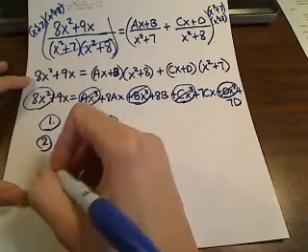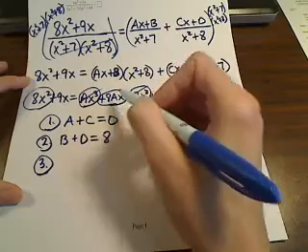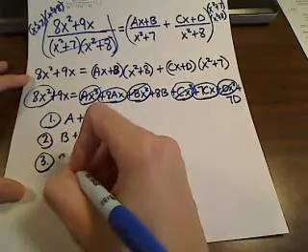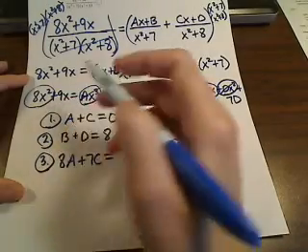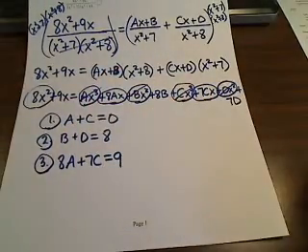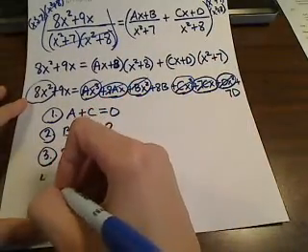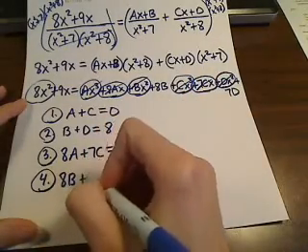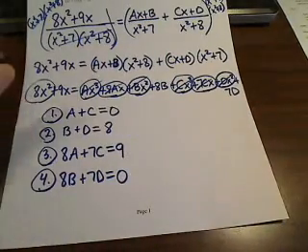Third equation here, I can pull off for the x's. I have 8ax and 7cx. So my 8a plus my 7c should equal over here 9. Okay. And then I see the fourth equation here. I have 8b plus 7d. Those are constants. That should equal the constant over there, which is 0.